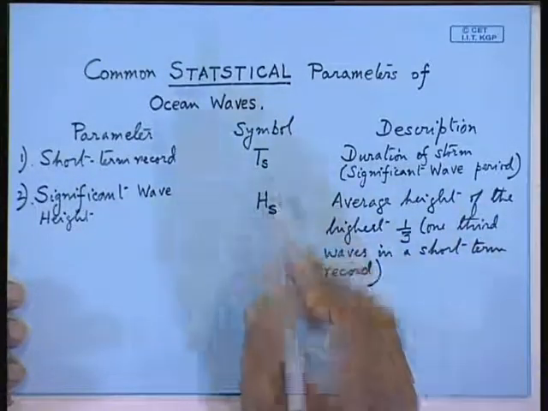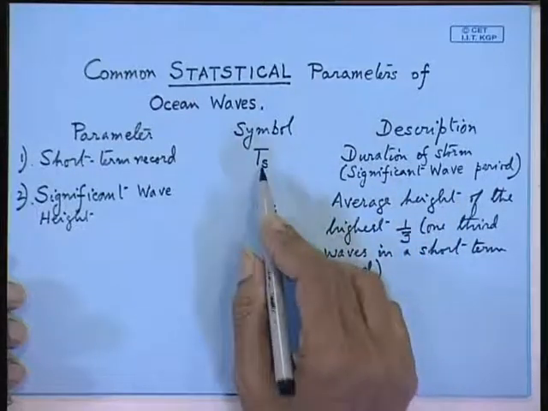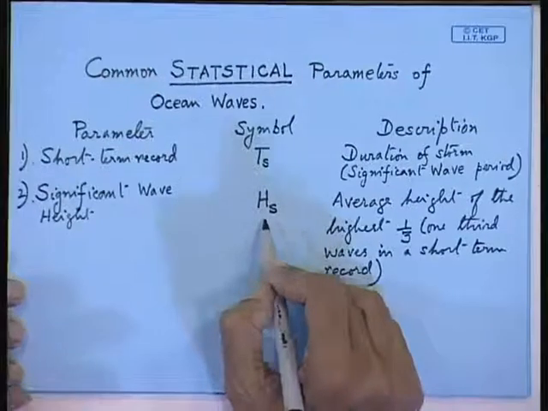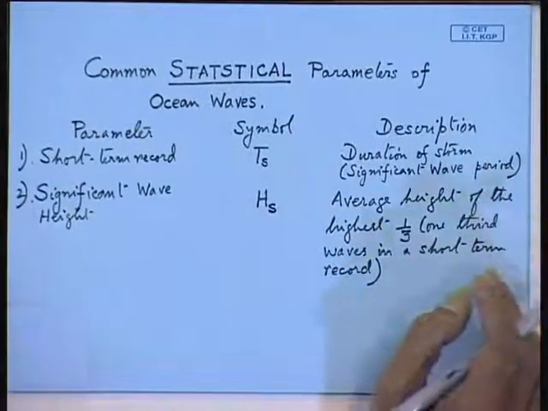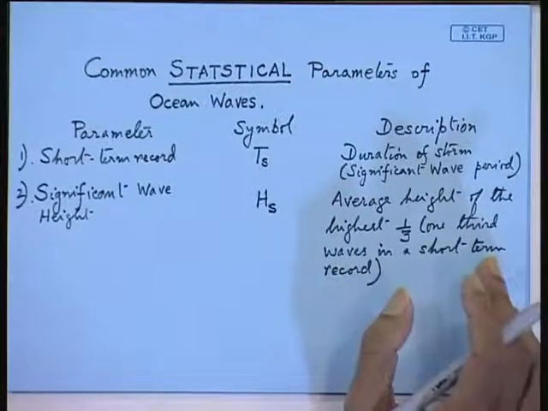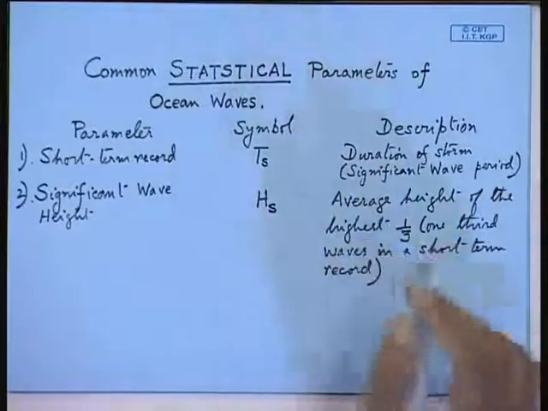So, HS and TS is also called the significant wave period corresponding to this value of HS. Actually, here it is normally you take wave records for say 15 minutes. Long term record will go for say few days or few months.